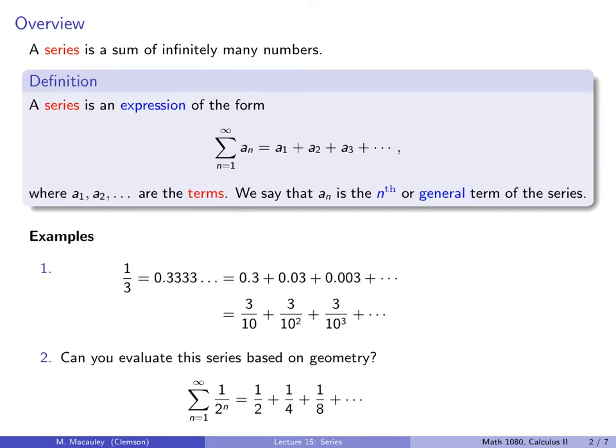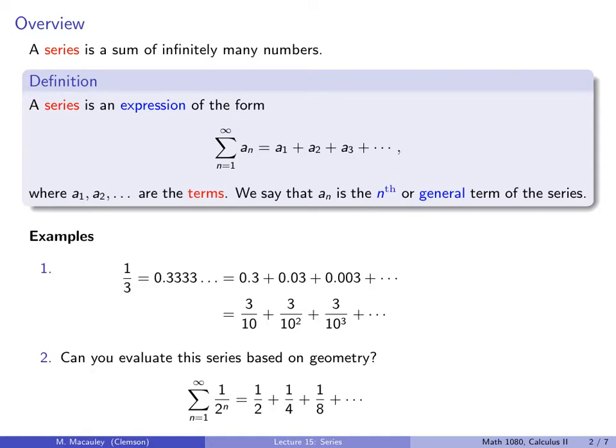Here are two examples. This first one you've seen ever since grade school. 1/3 is 0.3 repeating, which is 0.3 plus 0.03 plus 0.003 and so forth on forever. And you can write that in fractions as 3/10 plus 3/100 plus 3/1,000 and so forth.